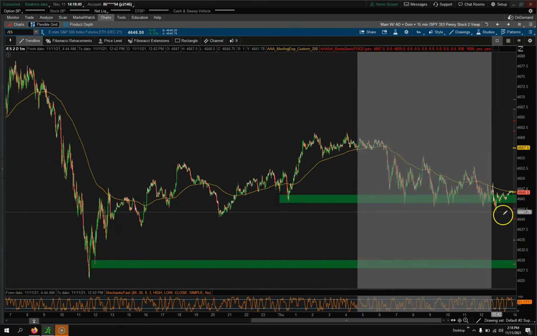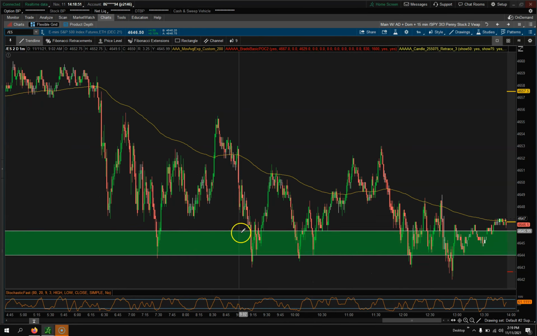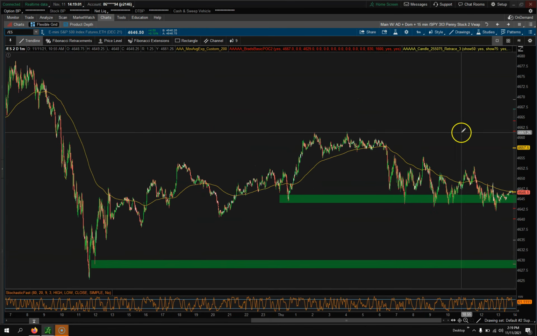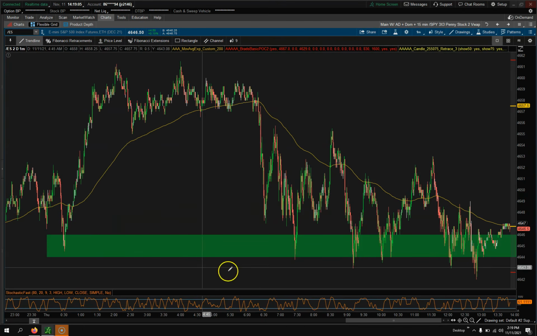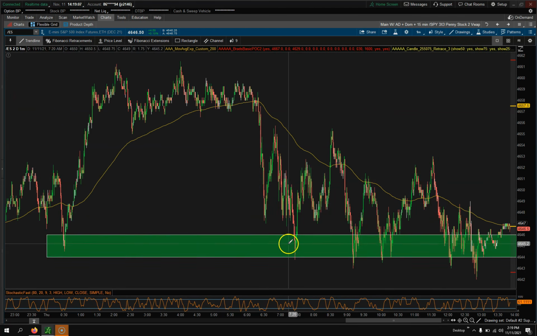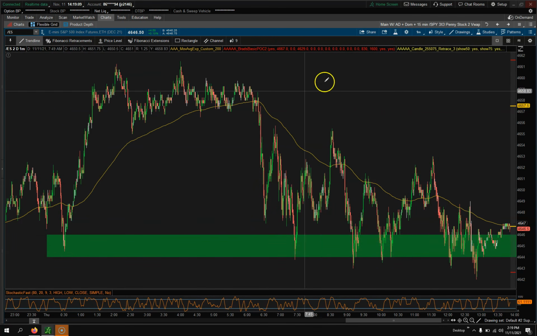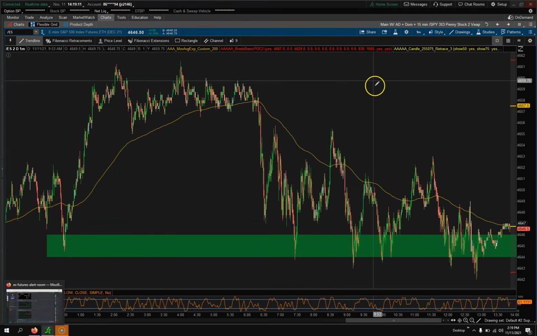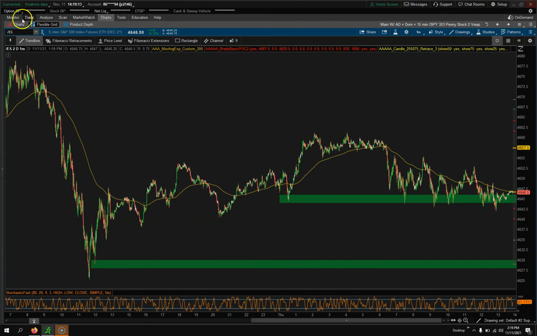Hopefully that kind of helps, but it held this lower zone all day. You could see it kind of bounced around, and sometimes you get that with these trade zones. But these trade zones have been working really well the last few weeks. And this is just an intraday setup that I do in the morning. So hopefully that helps you guys.